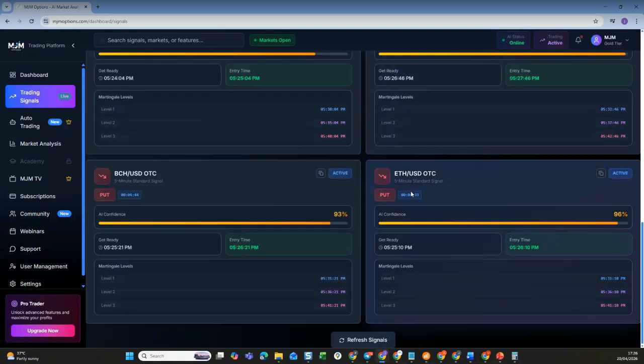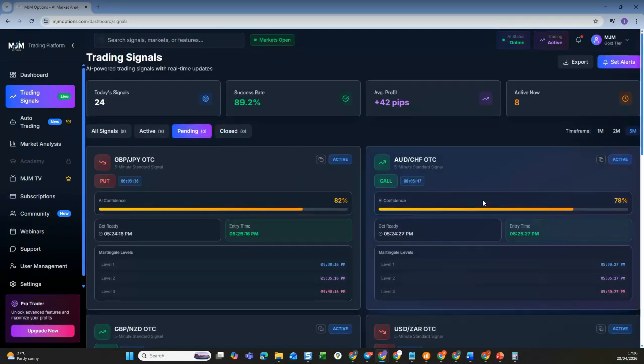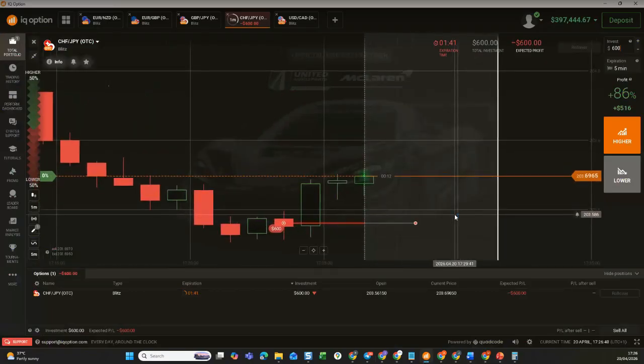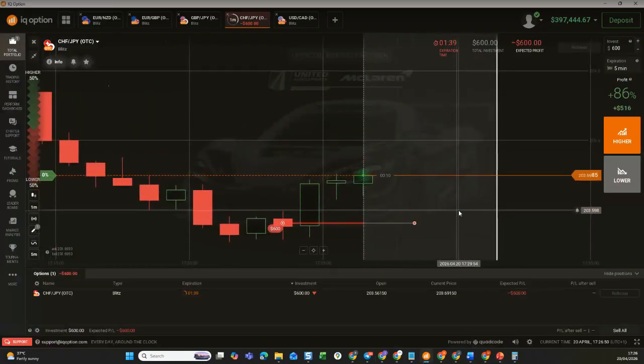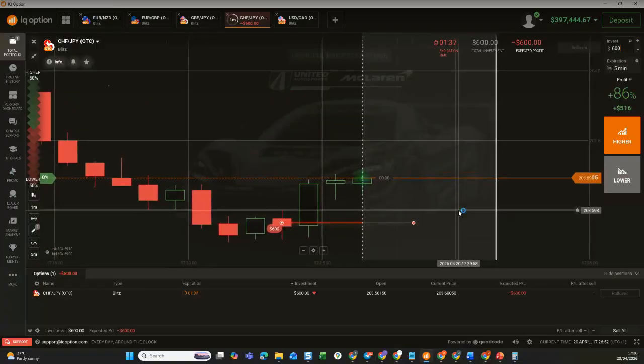Any signal that is below 5 minutes for a 5-minute standard signal is not valid. It is already running, so you've missed out on the trade. But if it is above 5 minutes, yes, it is still valid. You can wait for the entry time and take it.